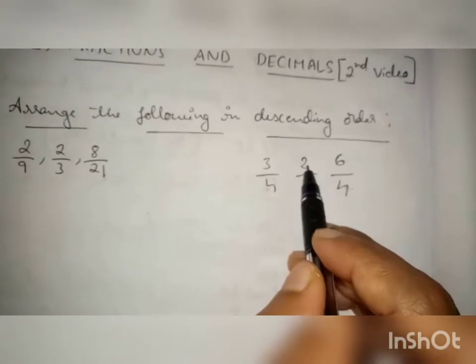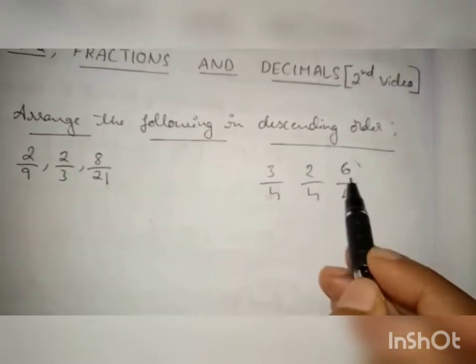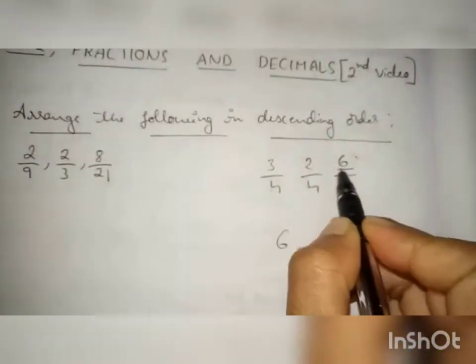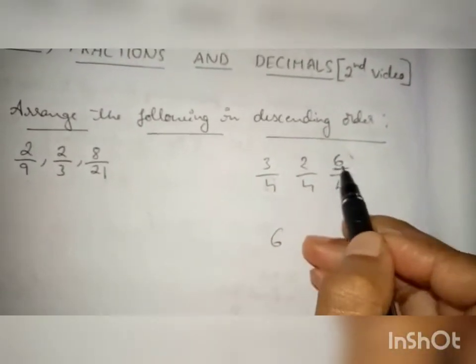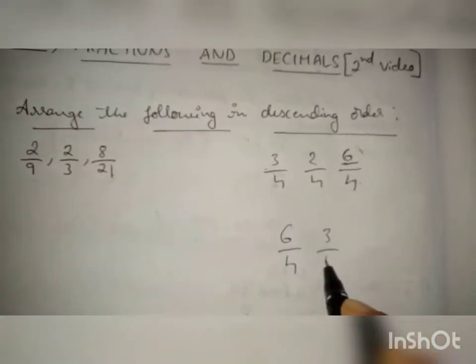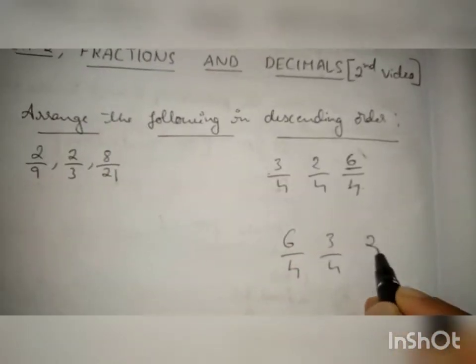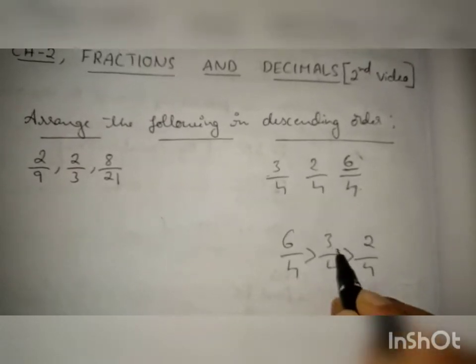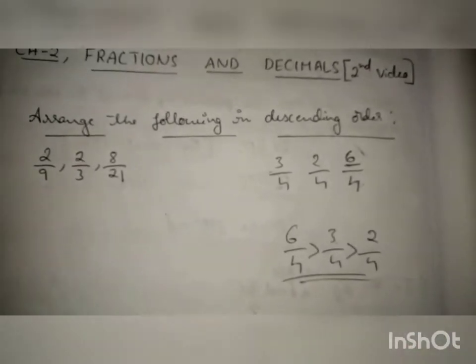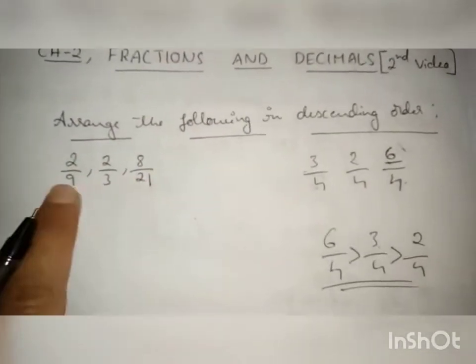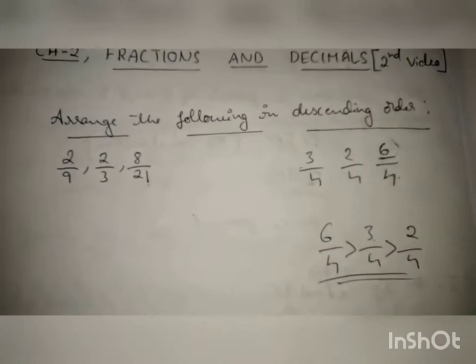So what do you have to see? You have to see the numerator, which is bigger. This is bigger. Then a little smaller is 3 by 4. Next, the smallest is 2 by 4. So this becomes descending order, right? Greater to smaller is descending order. But here the denominator is not the same, right?